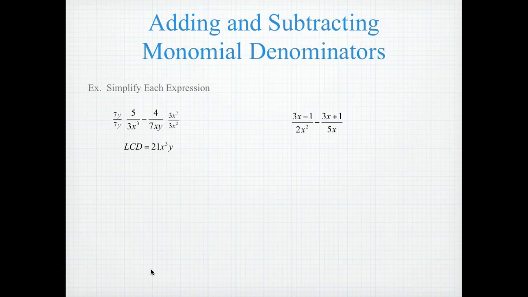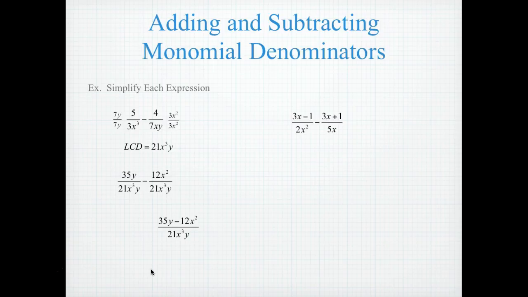left by 7y, numerator and denominator, and I need to multiply the fraction on the right by 3x to the second, numerator and denominator. After doing so, I get 35y over my LCD minus 12x to the second over the LCD. Now remember, once I've rewritten the fraction using that common denominator, now I can combine the numerators. Doing so gives me 35y minus 12x to the second.